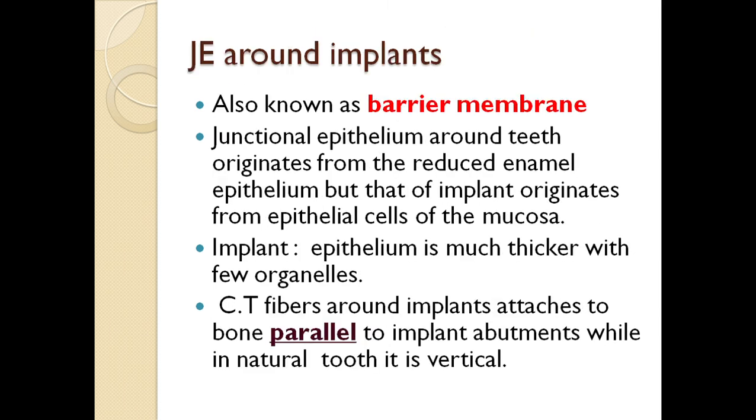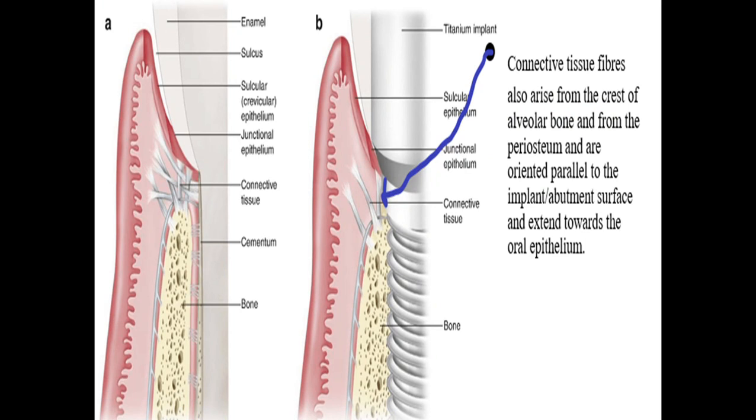Now coming on to the junctional epithelium around implants. Junctional epithelium around an implant is also known as barrier membrane. The junctional epithelium around a tooth originates from reduced enamel epithelium, but that of an implant originates from epithelial cells of the mucosa. Epithelium near an implant is much thicker with few organelles. Connective tissue fibers around an implant attach to the bone parallel to the implant abutment, while in a natural tooth they are vertical.